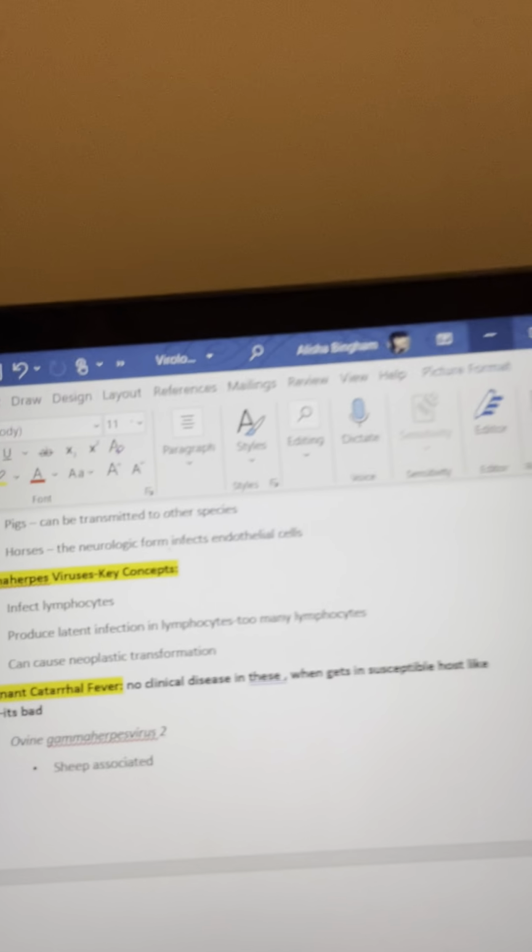So we have the ovine gammaherpesvirus 2, and it is sheep associated. And then we have the alcelaphine gammaherpesvirus 1, which is in wildebeest. And then we have caprine gammaherpesvirus 2, which is goat associated. So these animals have these viruses, but it doesn't affect them. However, when the virus gets into cattle, deer, giraffes, pigs, and bison, then it's a problem.